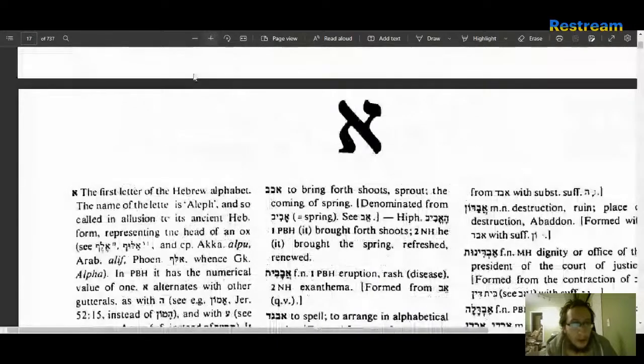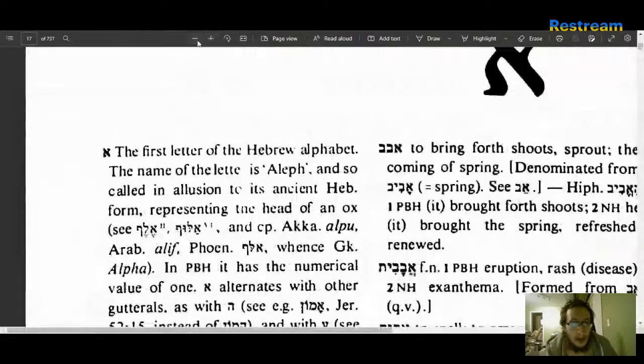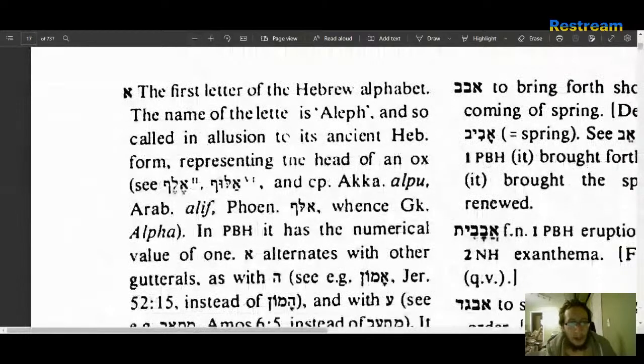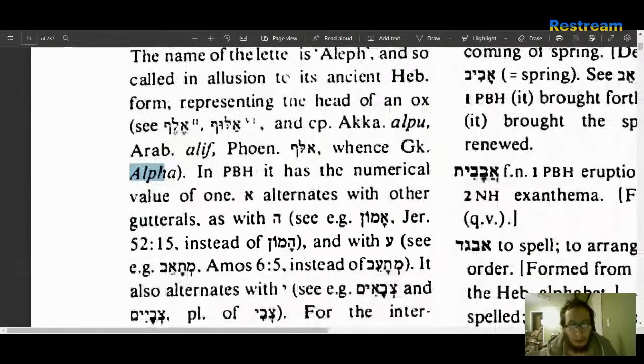So first of all, it tells us that Aleph is the first letter of the Hebrew alphabet. And the name of Aleph is actually a Hebrew word, Aleph. This is how it's spelled, Aleph. And it means ox. And that same word occurs in Akkadian, as well as Arabic, in Phoenician. Also the Greek word alpha for the first letter of the Greek alphabet comes from Aleph. In post-biblical Hebrew, it has the numerical value of 1. So Aleph can be used to mean the number 1.